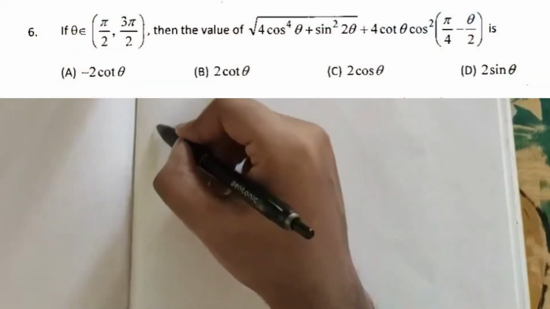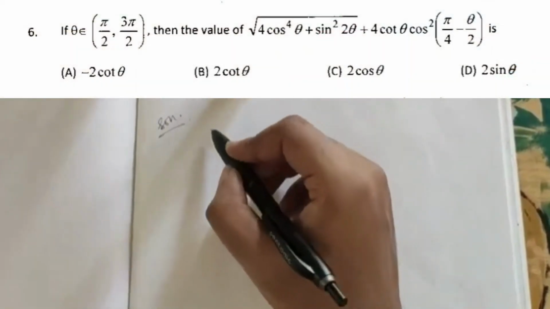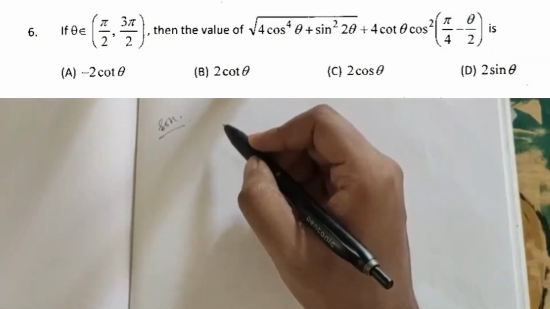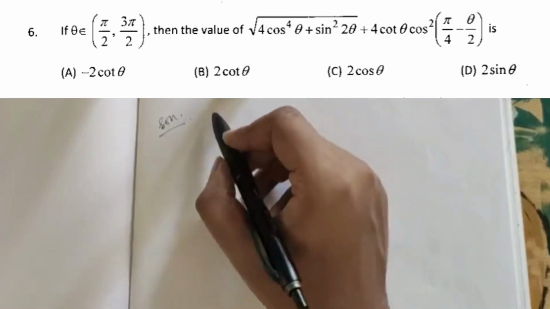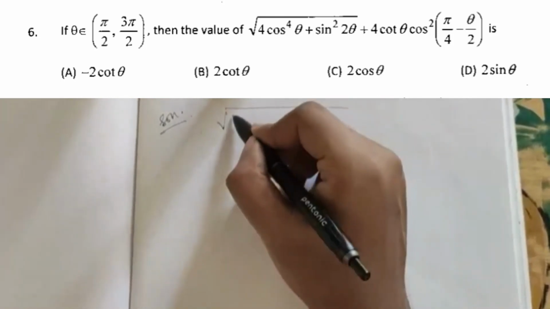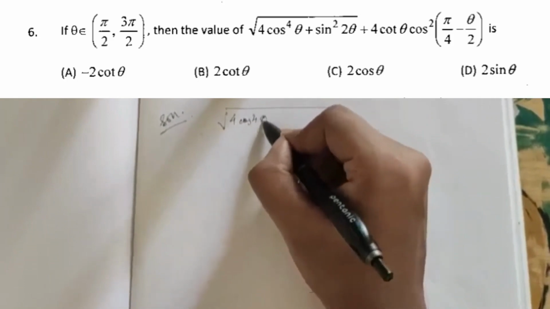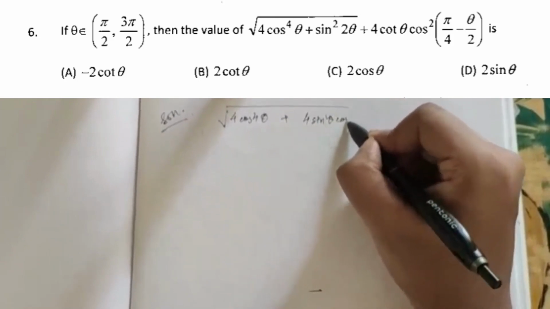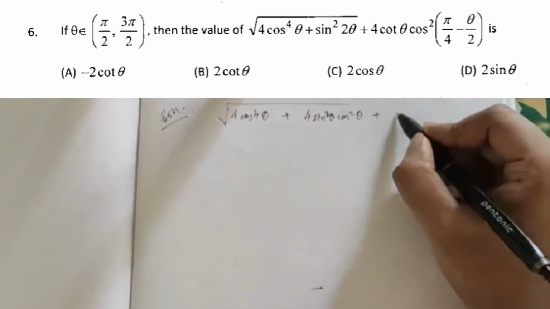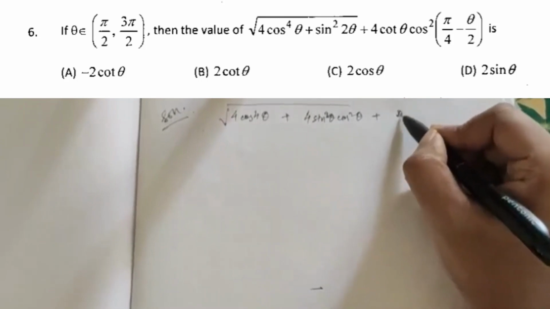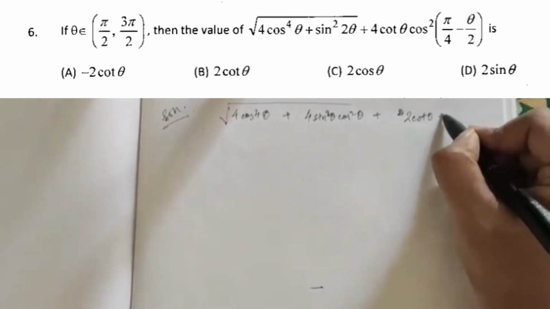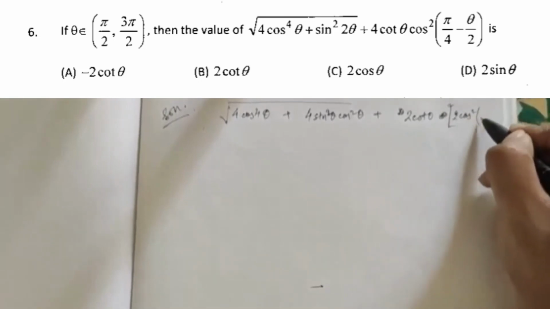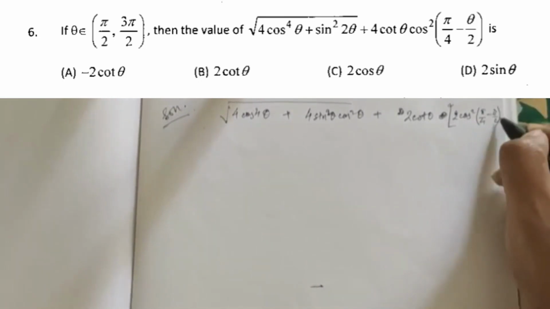So in the next question, question number 6, it's been said that if theta lies between minus 3 pi by 2 to 3 pi by 2, then find the value of this. I can write 4 cos to the power 4 theta, and I can write sine square 2 theta as 4 sine square theta cos square theta, plus 4 cot theta, I can write it as 2 cot theta plus 2 cot theta into 2 cos square of pi by 4 minus theta by 2.